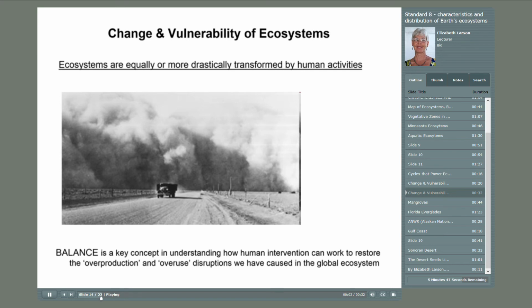And perhaps more importantly, ecosystems are drastically transformed by human activities. Balance is a key concept in understanding how human intervention can work to restore the overproduction and overuse disruptions we have caused in the global ecosystem. The picture you see on this slide is a truck riding away from the Dust Bowl conditions in the 1930s in the Great Plains states.